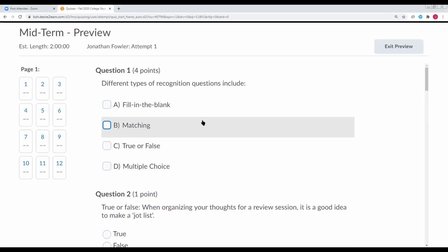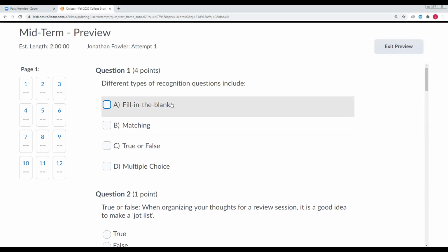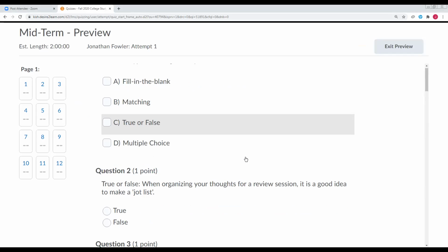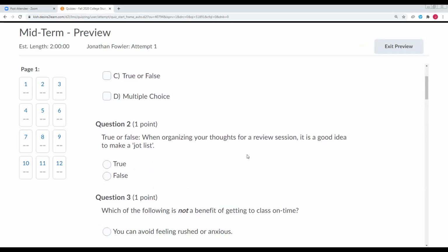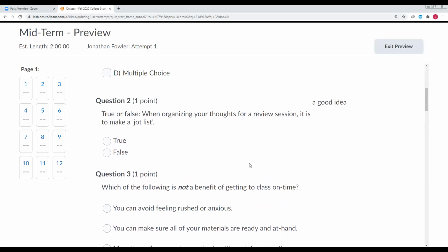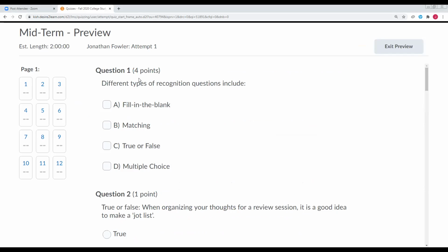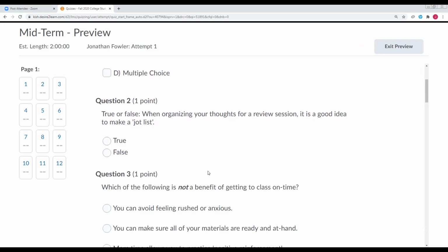Okay. Different types of recognition questions include which of the following? Fill in the blank, matching, true or false, or multiple choice. Question 2. It's another true or false question. When organizing your thoughts for a review session, it's a good idea to make a jot list. One thing I wanted to go back and mention here is that notice that question 1 is 4 points. So you want to select all of the potential answers that seem to be correct.